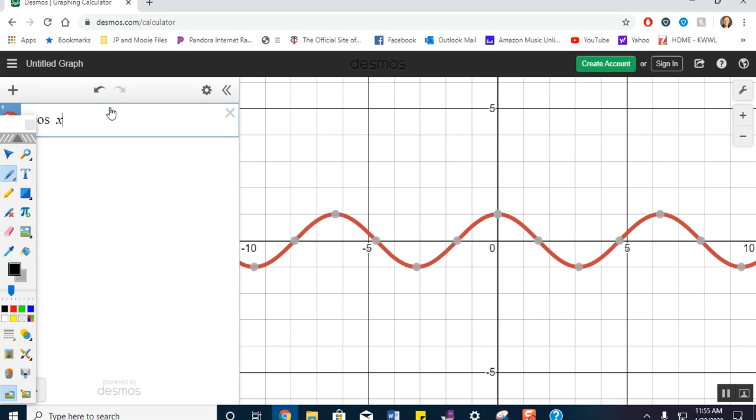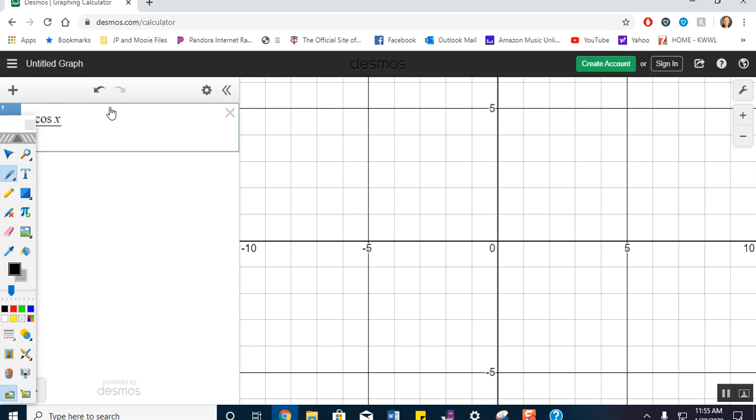Okay. What am I typing in, kids? Cosine x divided by what? X. Whoa. Snap. What? That's a pretty neat looking graph. I'm not going to lie about that, kids. That's pretty neat, right? Let's talk about this right here.